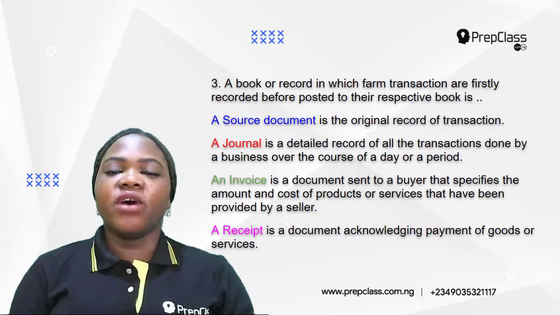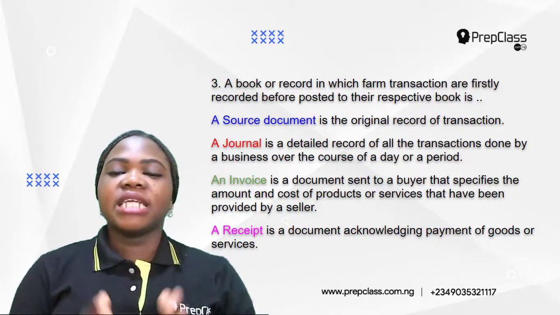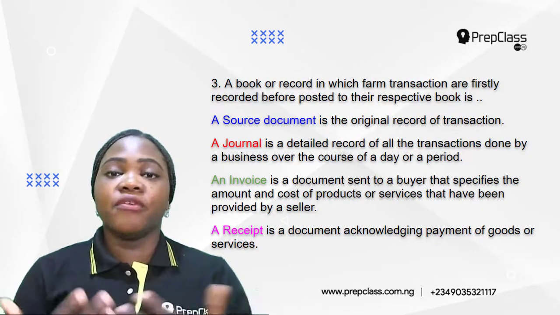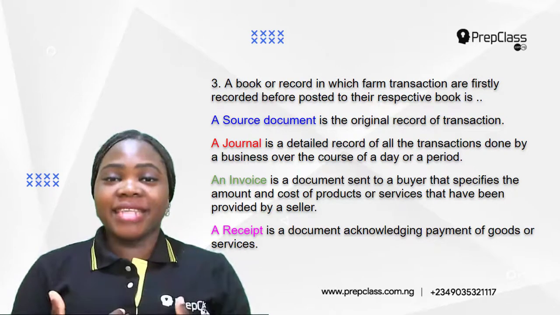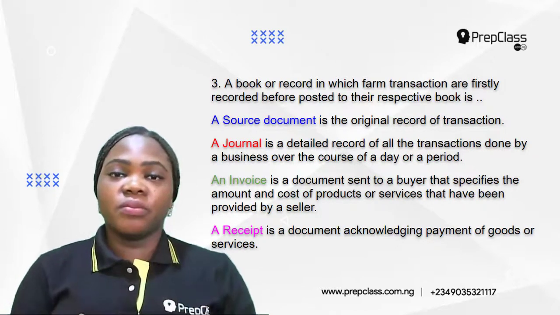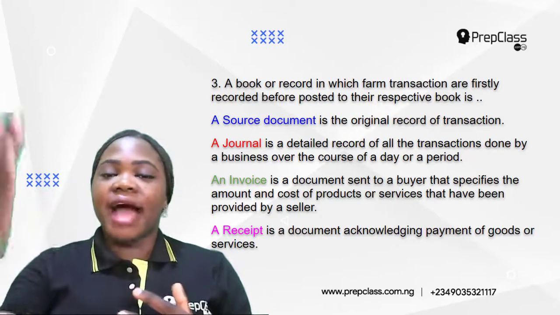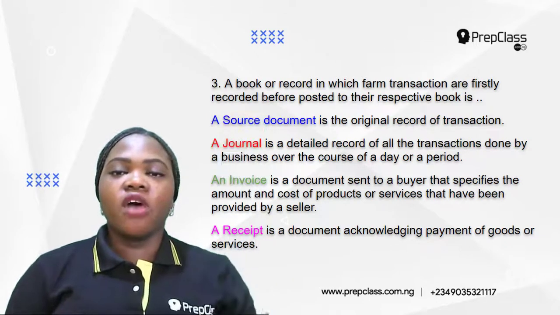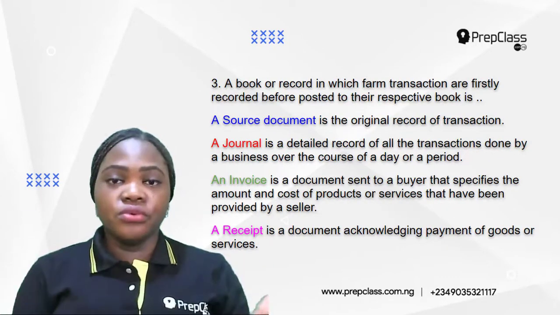What is an invoice? An invoice is a document sent to a buyer that specifies the amount and cost of products or services that have been provided by a seller. So, for example, if I am a seller, maybe I sell soap, you're the buyer, I can send you an invoice. That invoice would contain the amount of all the products that I have provided for you.